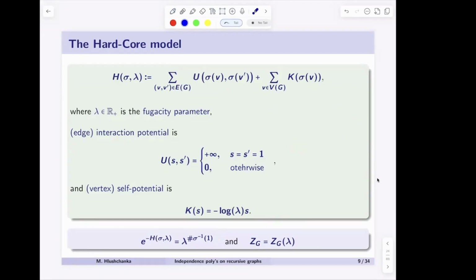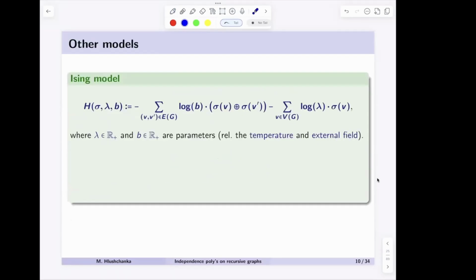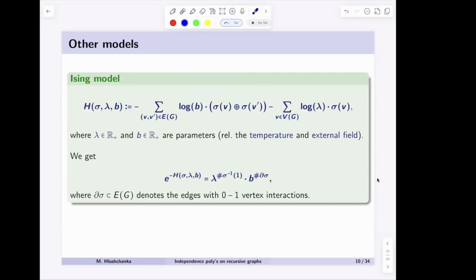So just to summarize this maybe a bit technical discussion, if we look at the natural hardcore model considered by the physicists, then the corresponding partition function precisely corresponds to the independence polynomial of the underlying graph. Let me also mention in passing that there are other standard models that people consider, particularly the Ising model, which is also a two-spin model. And this is the formula for the corresponding energy.